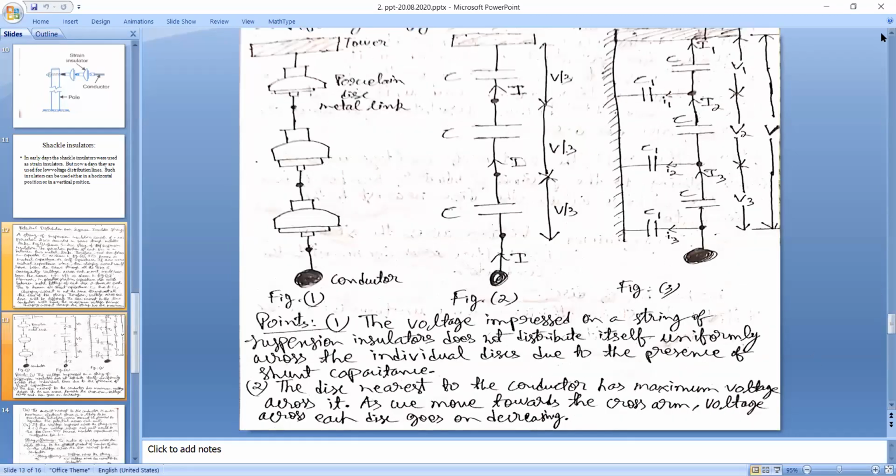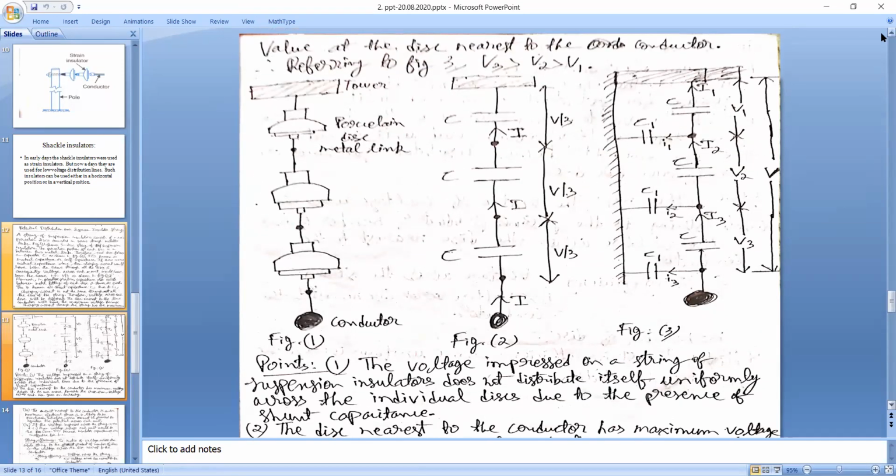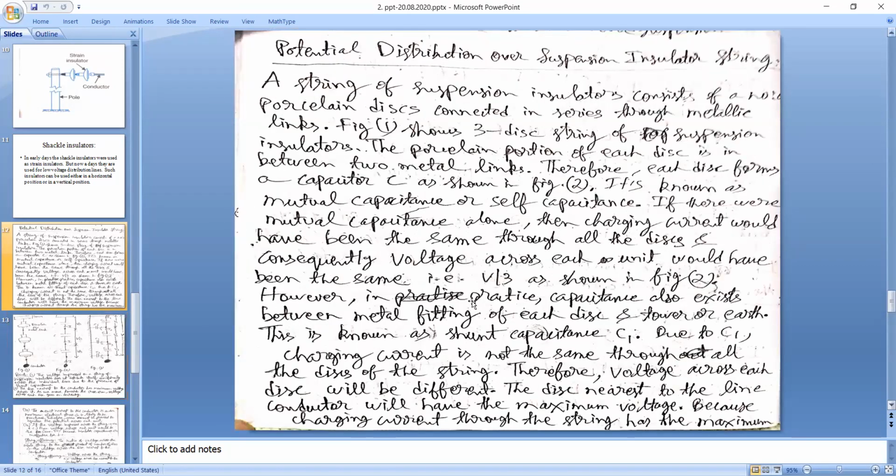But in reality, shunt capacitance is there, as you can see in figure 3, isn't it? So that's why, however, in practice, capacitance also exists between metal fitting of each disc and tower of earth. But shunt capacitance भी exist करता है, वो हम लोग देखे, it exists between each metal fitting and the grounded tower. This is known as shunt capacitance C1. ठीक है? Due to C1, charging current is not the same through all the discs of the string.